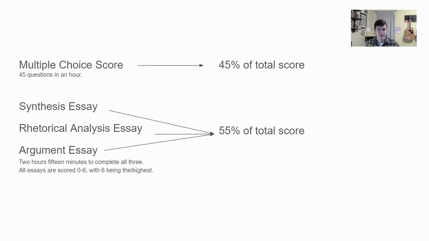So as I've said before many times, here's the breakdown percentage-wise. Multiple choice, 45% of your total score. You get 45 questions to complete in an hour. 55%, the rest of your score is made up of your 3 essays. You get 2 hours and 15 minutes to complete those. They're scored on a scale from 0 to 6, with 6 being the highest. That changed starting this last year. We're in 2021 now. So starting with the 2020 test is when they started using that new rubric.